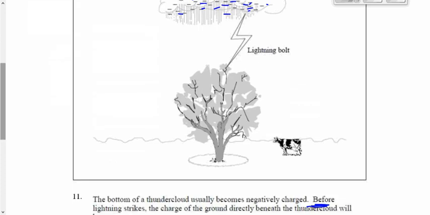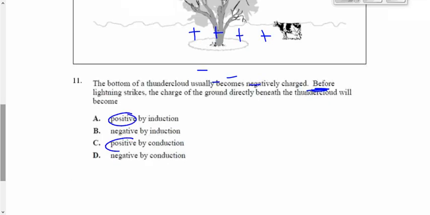Well, if you have a whole bunch of positives and negatives here, what's going to happen to the protons there? They're going to stay there. What's going to happen to the electrons? Yeah, they're going to move down. So you're creating a separation of charge. The ground directly beneath becomes positive. Is it by induction or conduction? By induction. The charges haven't transferred, right? That's induction if the charges haven't transferred. So my answer for that one is A.